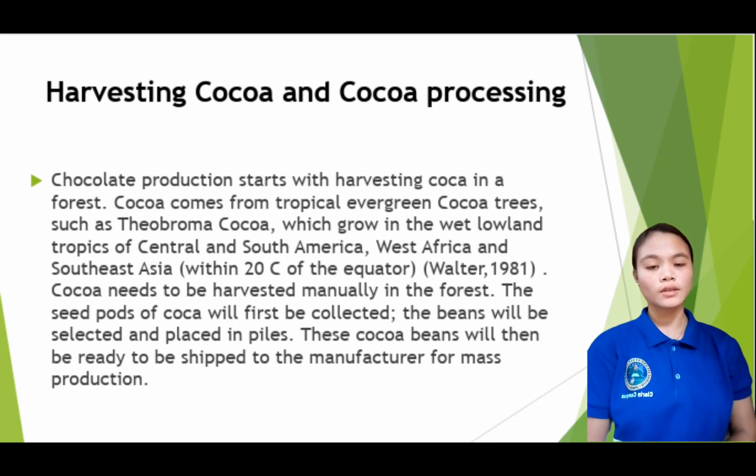Harvesting cocoa and cocoa processing. Chocolate production starts with harvesting cocoa in a forest. Cocoa comes from tropical evergreen cocoa trees, such as Theobroma cacao, which grow in the wet lowland tropics of Central and South America, West Africa, and Southeast Asia, within 20 degrees Celsius of the equator. Cocoa needs to be harvested manually in the forest.